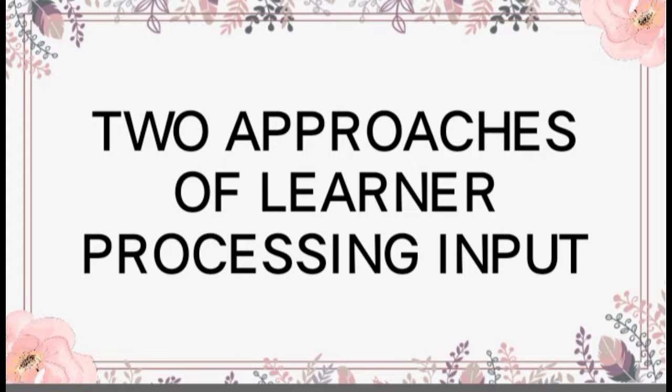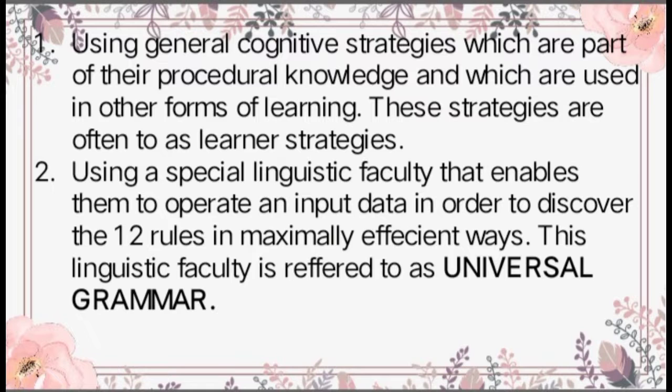Two approaches of learners processing input. First, using general cognitive strategies, which are part of their procedural knowledge and which are used in other forms of learning. These strategies are often referred to as a learner's strategies. Second, using a special linguistic faculty that enables them to operate on input data in order to discover the rules in maximally efficient ways. This linguistic faculty is referred to as universal grammar.